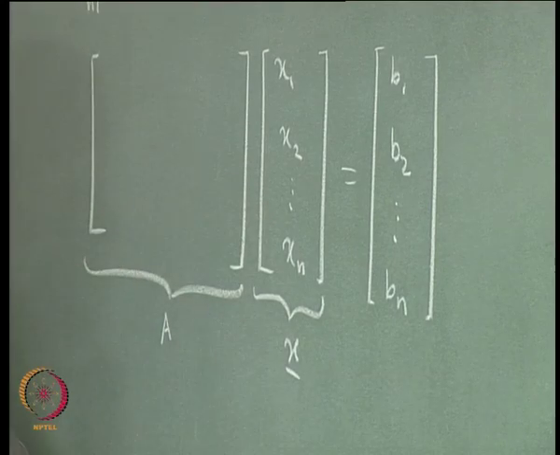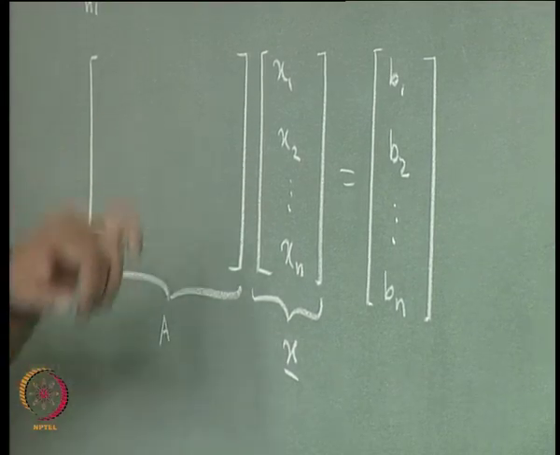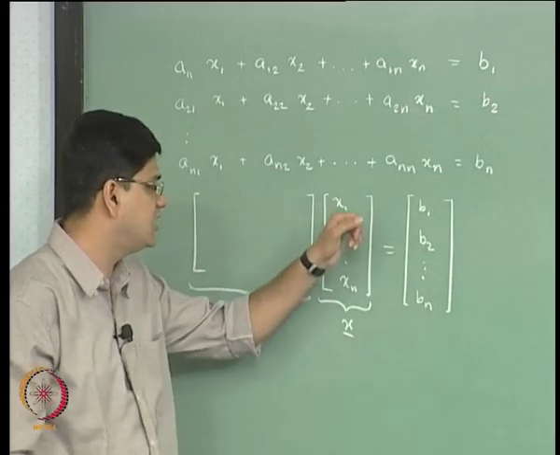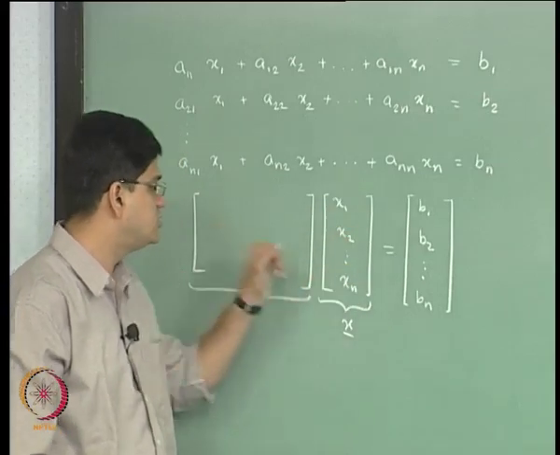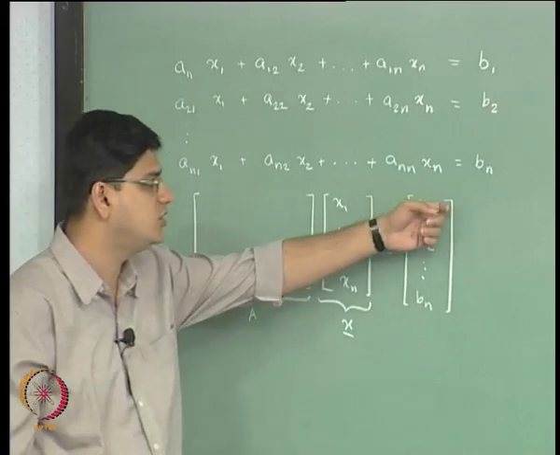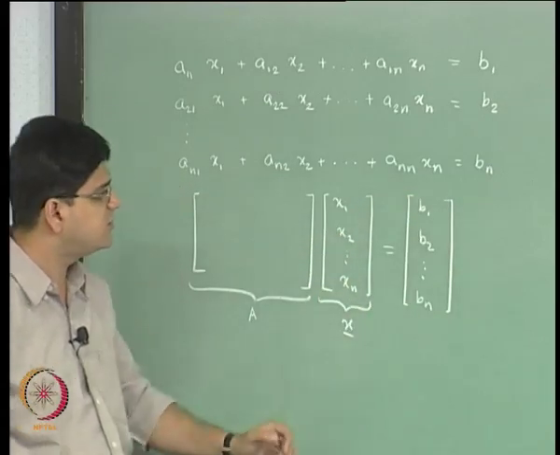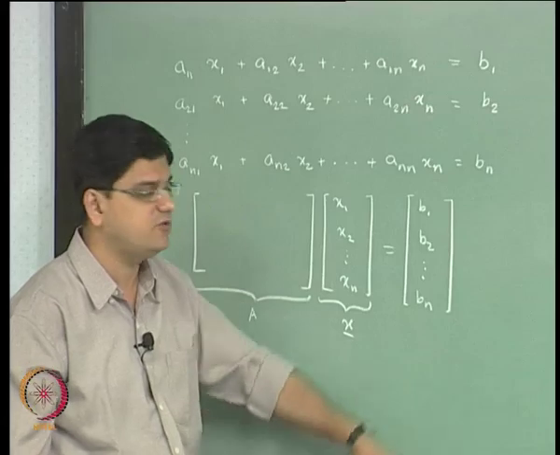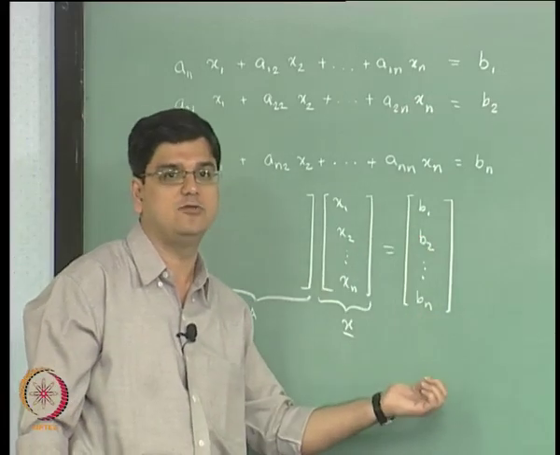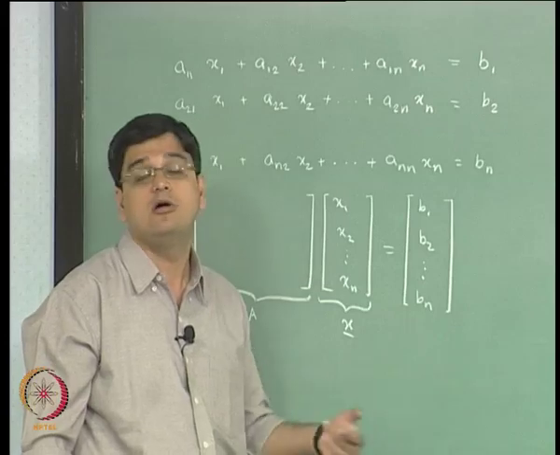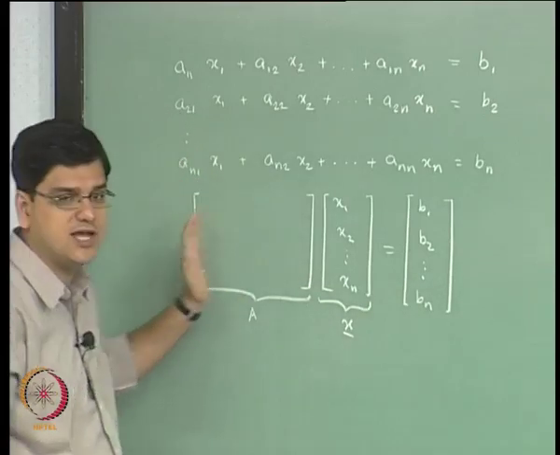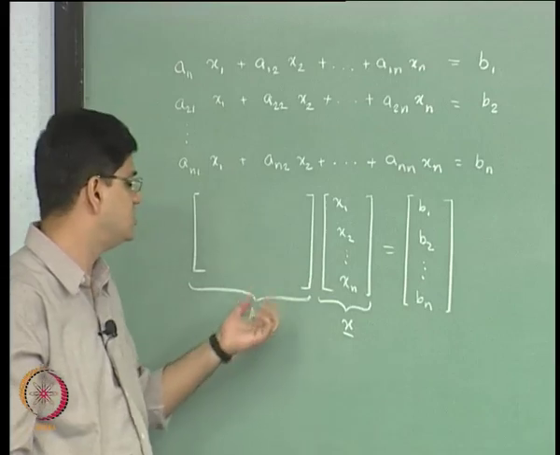This matrix A has to have n columns because there are n variables, and the number of rows will be equal to the number of equations. In this particular example we have taken n equations in n unknowns. If the number of equations were not equal to n, say if there were m equations, we will have m rows and n columns in this matrix A.